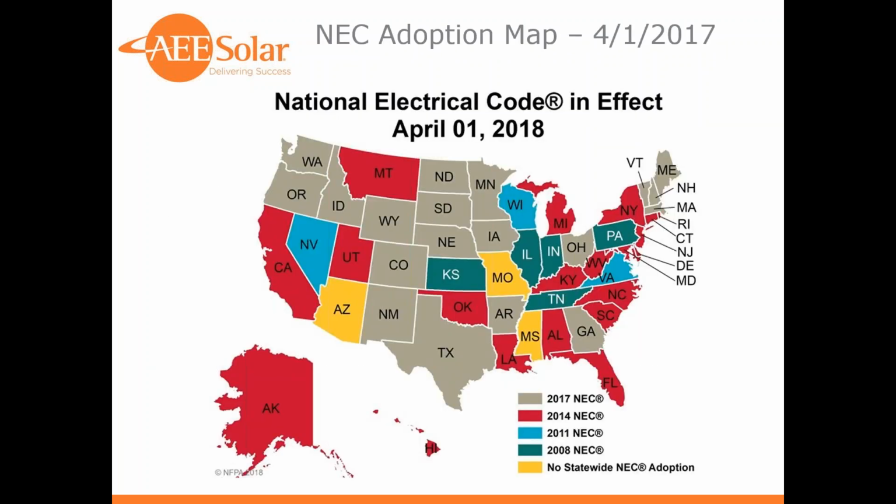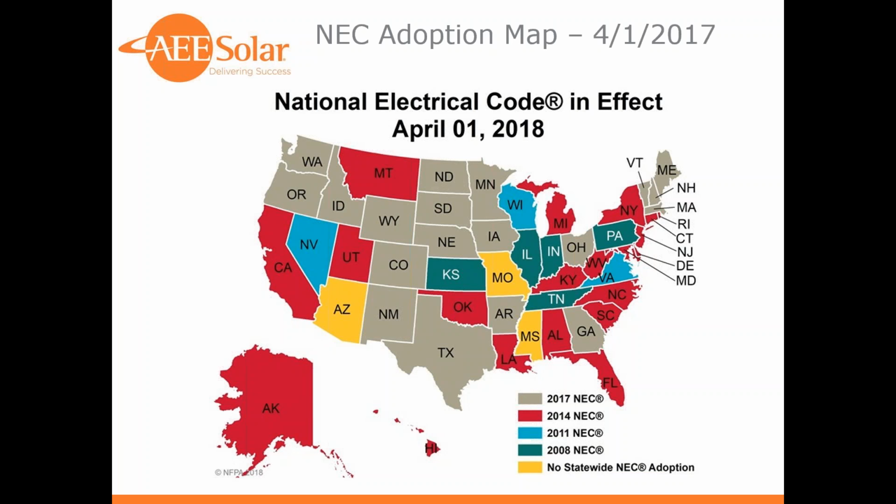Here is the updated map as of April 1st, 2018. All of the gray states that you see there are on the NEC 2017 code cycle, and several states are in the process of adopting 2017. So we'll see that in a minute. Many states are still on 2014 right now currently, and we actually probably will see a big uptick in commercial rolling into the second half of the year.